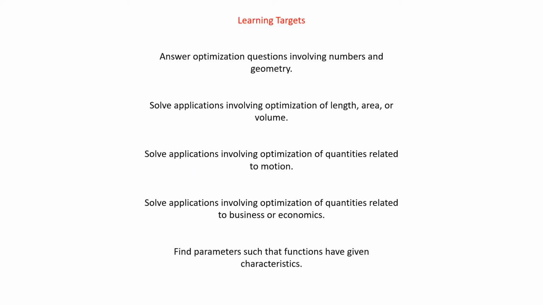So our learning targets: answer optimization questions involving numbers and geometry, solve applications involving optimization of length, area, or volume, solve applications involving optimizations of quantities related to motion, solve applications involving optimization of quantities related to business or economics. And that one is the one that's a little bit different than the rest of them. The rest of them, the process is the same, it's just what is the topic. That's really the only difference. And then find parameters such that functions have given characteristics.